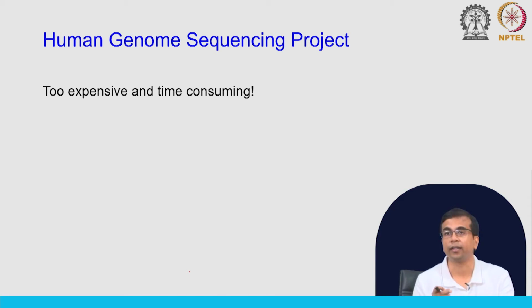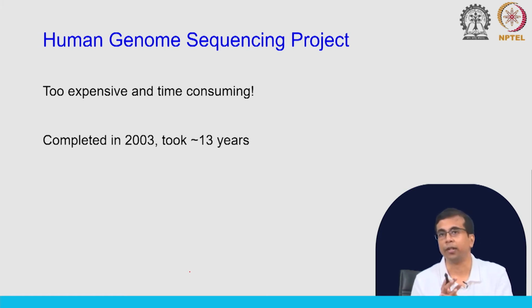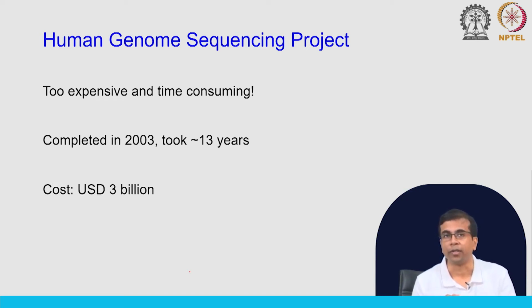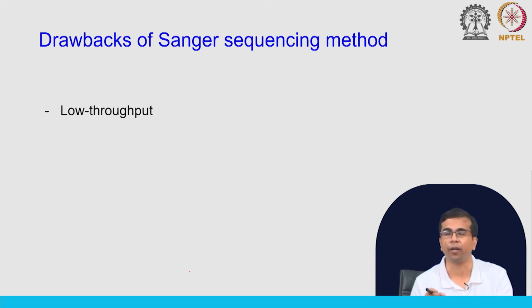Because with Sanger sequencing, you have to process one fragment at a time, and you cannot parallelize this process. The human genome sequencing project was completed in 2003, and it took about 13 years to sequence just one genome. That is a very long time, and the cost was huge. In US dollars, it was 3 billion at that time. You can imagine how much money went into sequencing just one genome. So, you can probably now understand the limitations of Sanger sequencing if you want to do genome sequencing. This is where the limitations came into the picture.